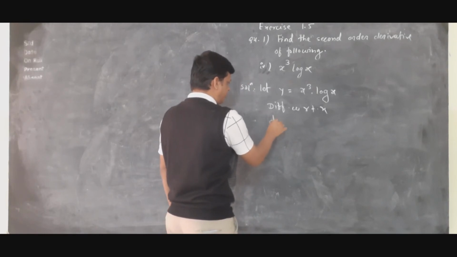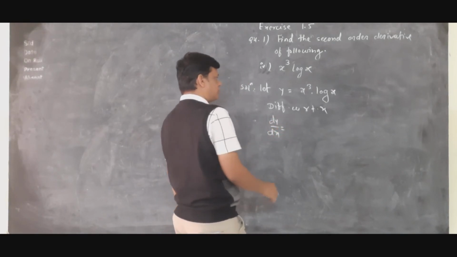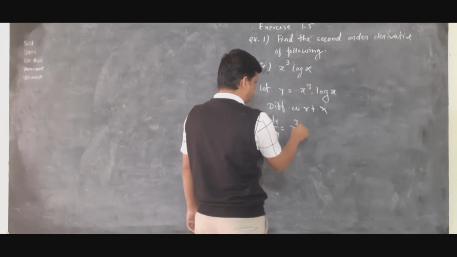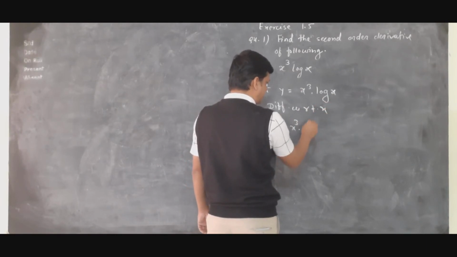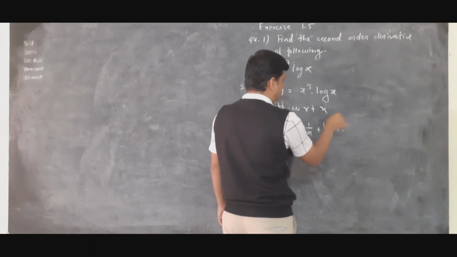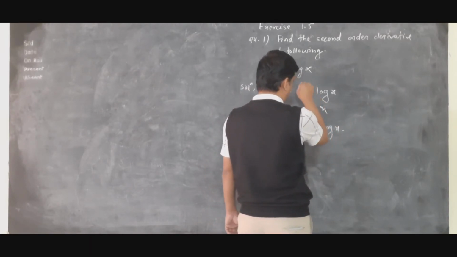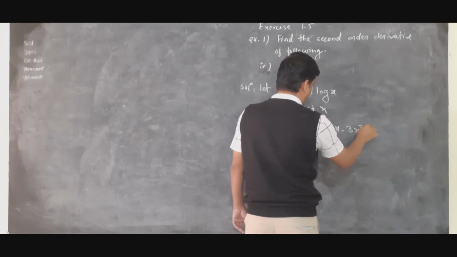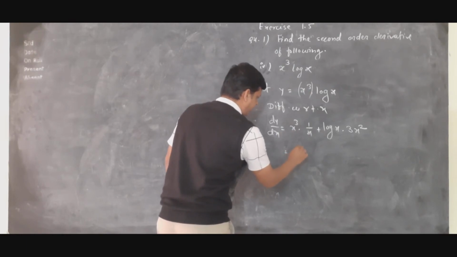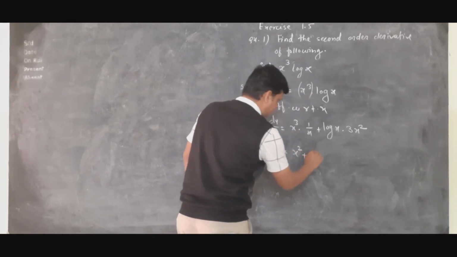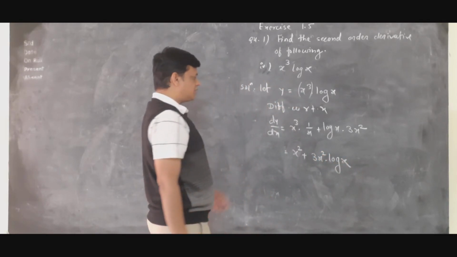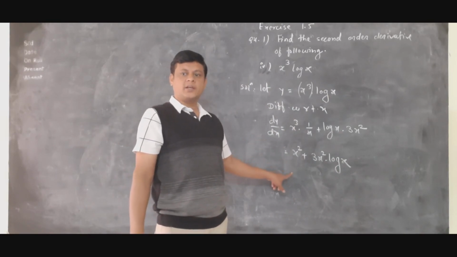Derivative of y with respect to x, we write dy/dx = , for RHS we have to apply product rule. So first function is x³. So first function into derivative of second. So derivative of log x we write 1/x, plus second function into derivative of first. Derivative of first, that is derivative of x³, is 3x². So here one x gets cancelled. So we write here x² + 3x² log x. Now this is first order derivative. Now we have to find second order derivative.